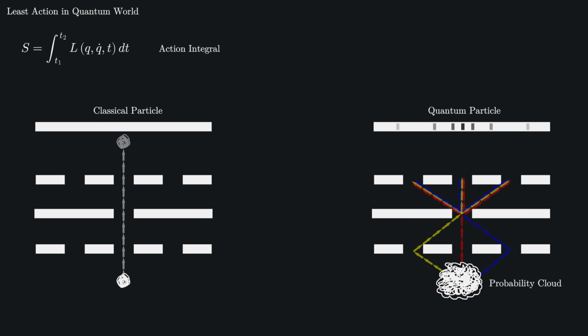In the 20th century, physicist Richard Feynman took this exact mathematical concept, the action integral, and used it to unlock the quantum world. When we look at an electron or a photon, it doesn't behave like a solid ball. It acts as a wave of probabilities. Feynman discovered that a quantum particle doesn't just choose the one path of least action. Instead, through the magic of superposition, it takes every possible path simultaneously.